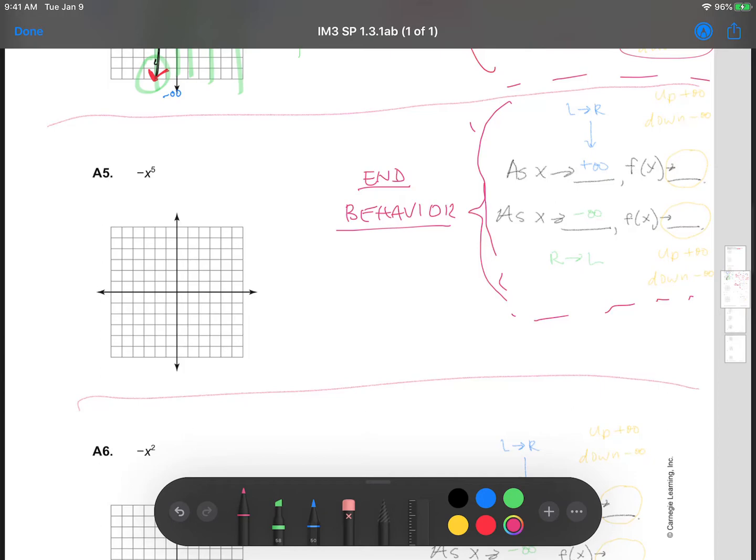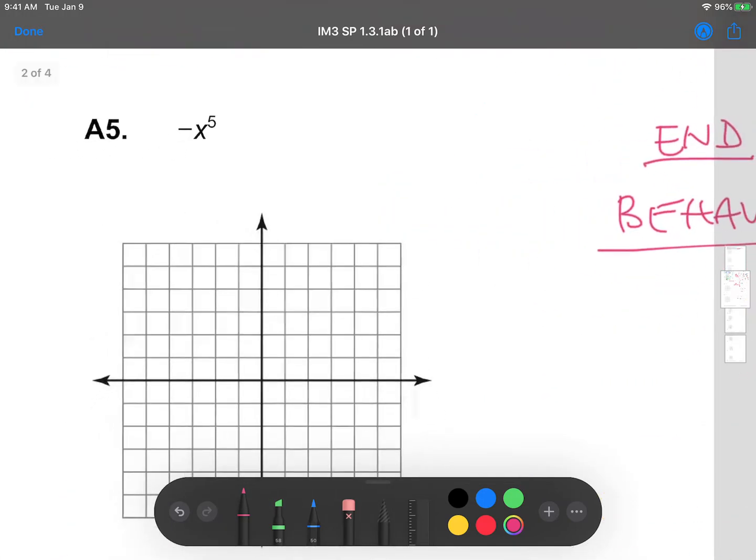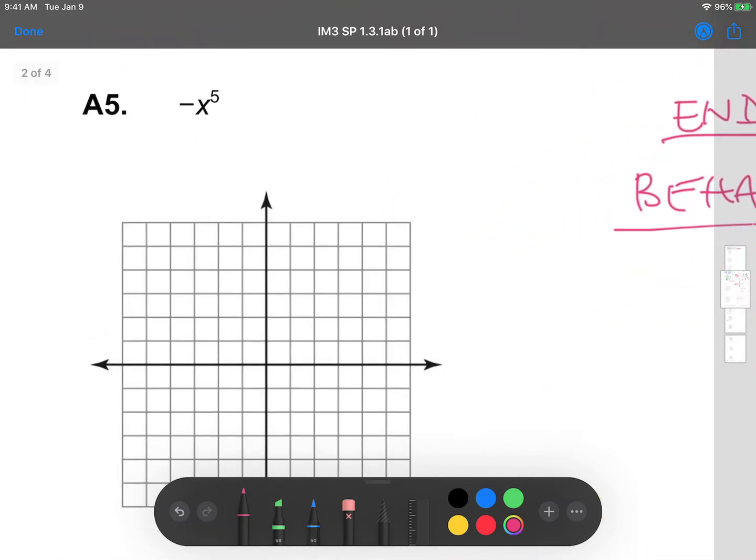Okay? So I have A5 and it says negative x to the 5th power. So the question is, how do you graph this? Well, first thing I'm going to do is figure out, is this an odd or an even? This is an odd degree. Why? Because 5 is an odd number. What is the easiest odd that we know? Well, that is x to the 1st.